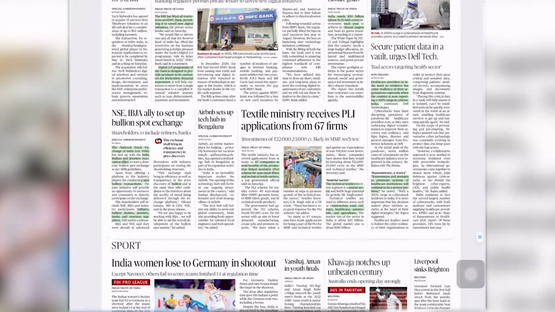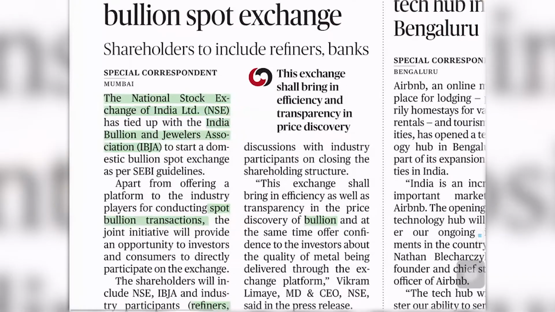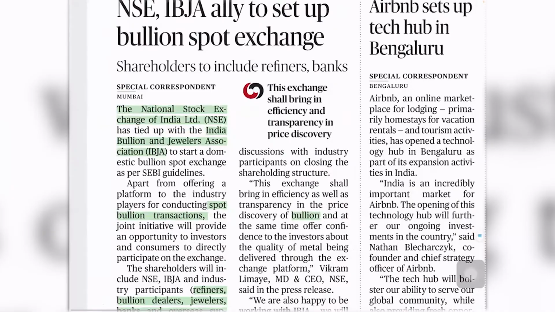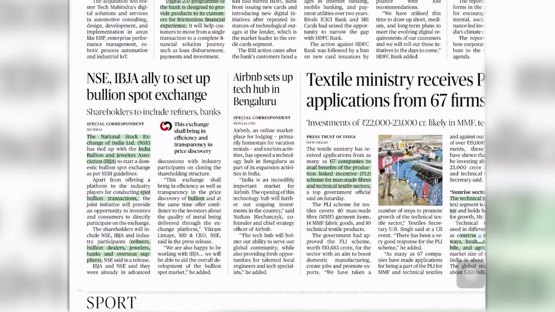So what is NSE doing? NSE is trying to build a spot exchange for bullion trade. Even if you read the economic survey, you know that gems and jewelry are one of the largest exports of India. Basic details. I marked the chapters for you, right? No matter which book you read.